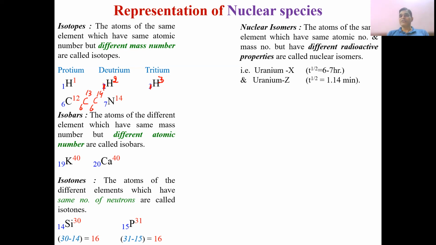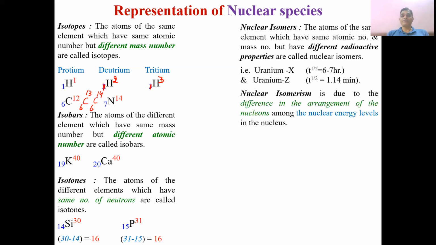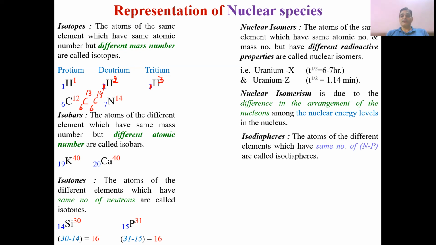Different radioactive elements have different half-lives. The nuclear isomerism property is due to the difference in the arrangement of the nucleons among the nuclear energy levels which are present in the nucleus. Means the uranium X and the uranium Z differ from each other and have different half-lives because they have a different arrangement of the nucleons in the nuclear energy levels in the nucleus. Next definition is isodiaphers.